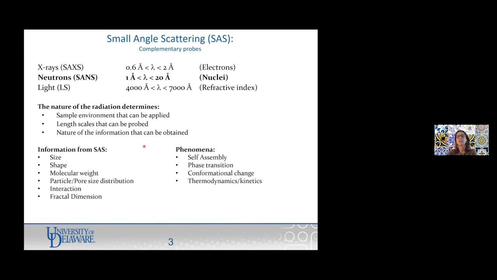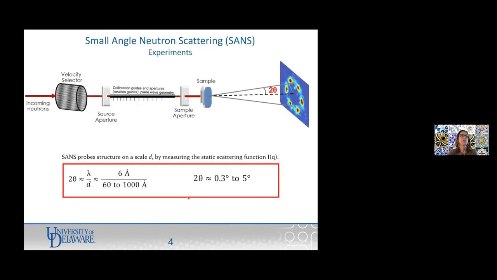So what can you measure with small angle scattering in general? So there are a lot of structural aspects that you can measure, from size, shape, even fractal dimension. We're going to go over this a little bit, and also phenomena. You can look at self assembly, phase transitions, thermodynamics, kinetics. So a lot of different phenomena. And it may seem a bit overwhelming if you've never used it to know if you can use it or not for your research, but that's why we're here, trying to give you some background. And of course, you can always talk to instrument scientists about your project.